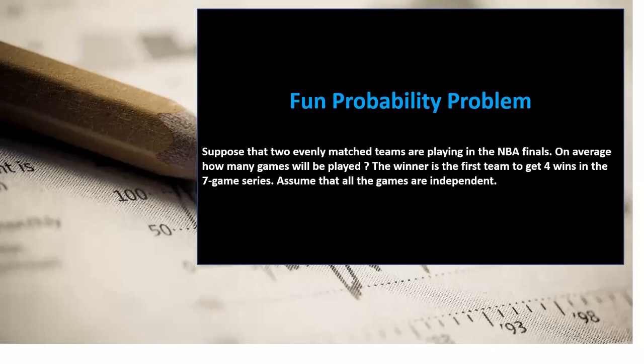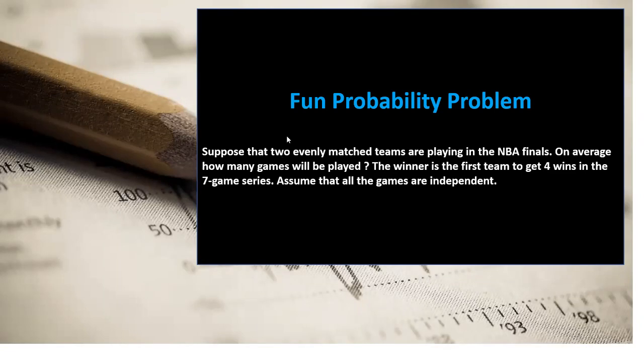Today we're going to solve another very interesting problem. We have two evenly matched teams playing in the NBA finals. On average, how many games will be played? The winner is the first team to get 4 wins in the 7-game series. Let's assume all the games are independent. The key thing for these problems is that the two teams are evenly matched.